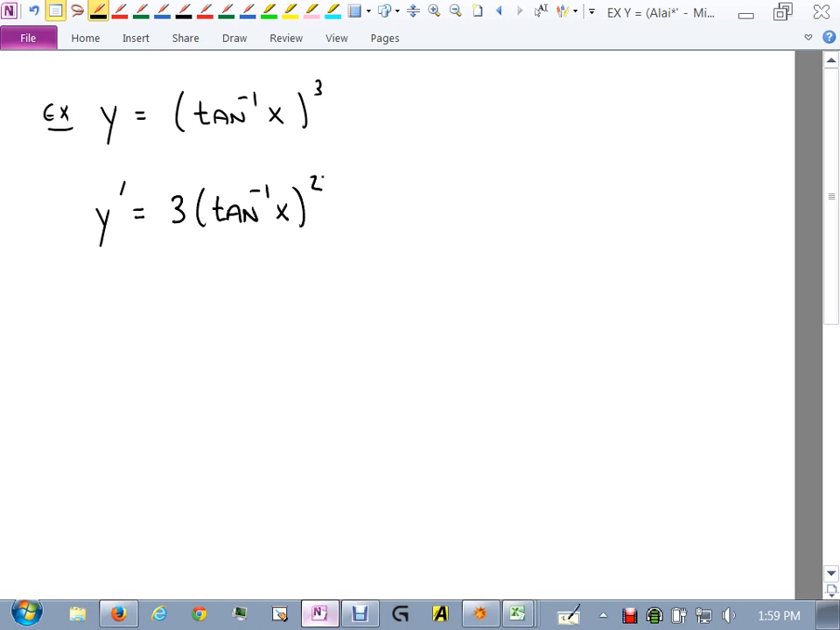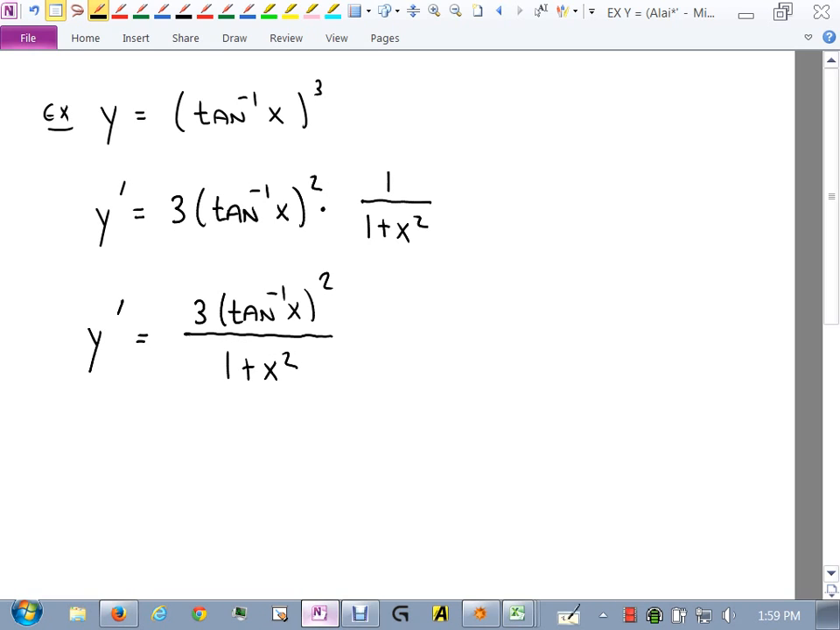Am I done? Times the derivative of what was in there, right? What's the derivative of arctangent x? 1 over 1 plus x squared. And, I mean, you could clean it up. You could just maybe write 3 arctan x squared all over 1 plus x squared. That would be fine. Questions? Okay, let's do one more.